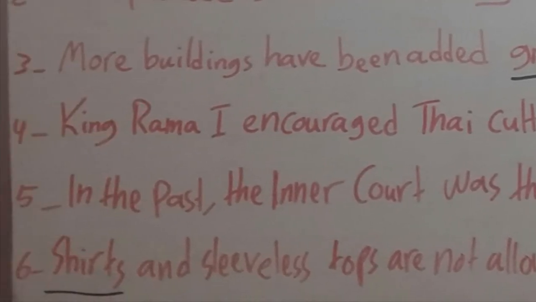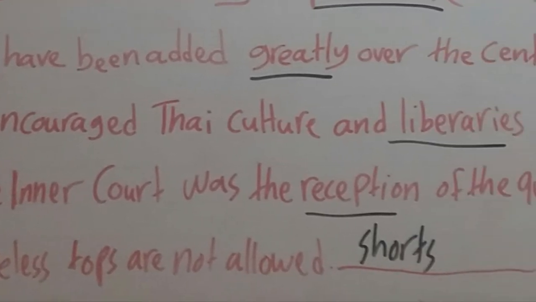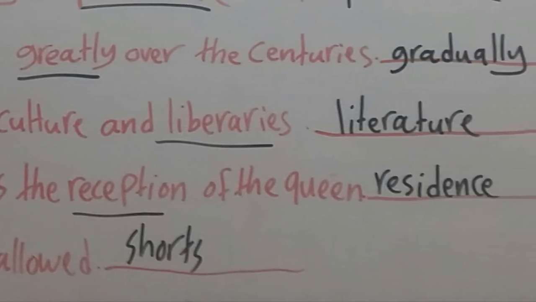Number 5. In the past, the inner court was the reception of the queen. Reception, the place where she received guests, اللي هي مكان الاستقبال. فهي غلط. It was not reception, it was the queen's residence. Residence يعني مكان السكن, مكان الإقامة. Residence.